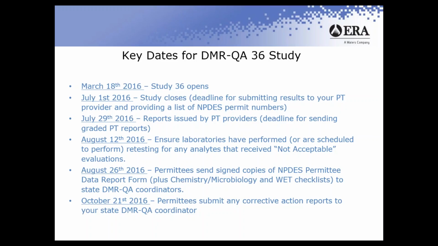On August 12th, laboratories should have started the corrective action process and ordered retest samples for any analytes that have received not acceptable evaluations. August 26th, permittees send signed copies of the NPDES permittee data report form, plus any chemistry and microbiology and/or WET checklists to their state DMR-QA coordinator. ERA will include a copy of these forms in the permittee reports we send at the end of July.